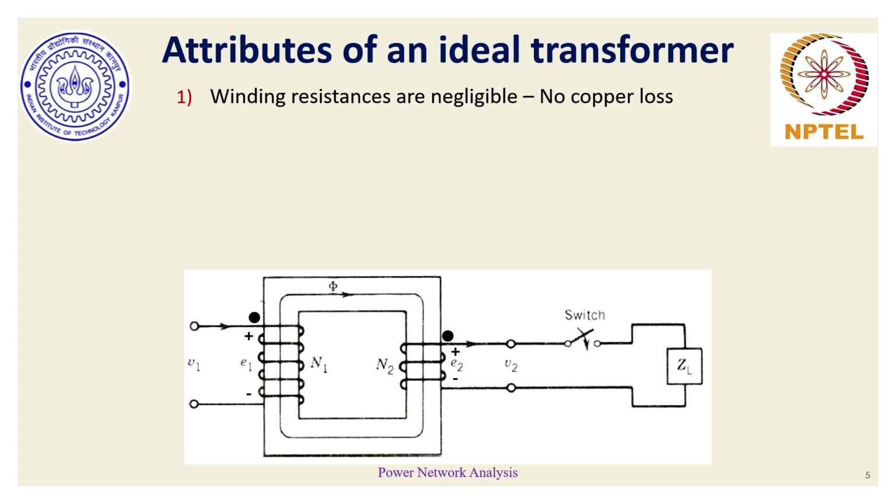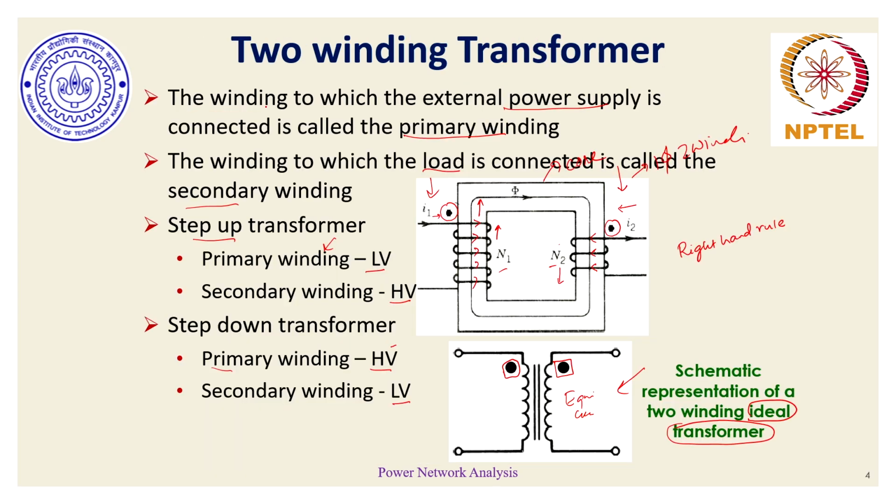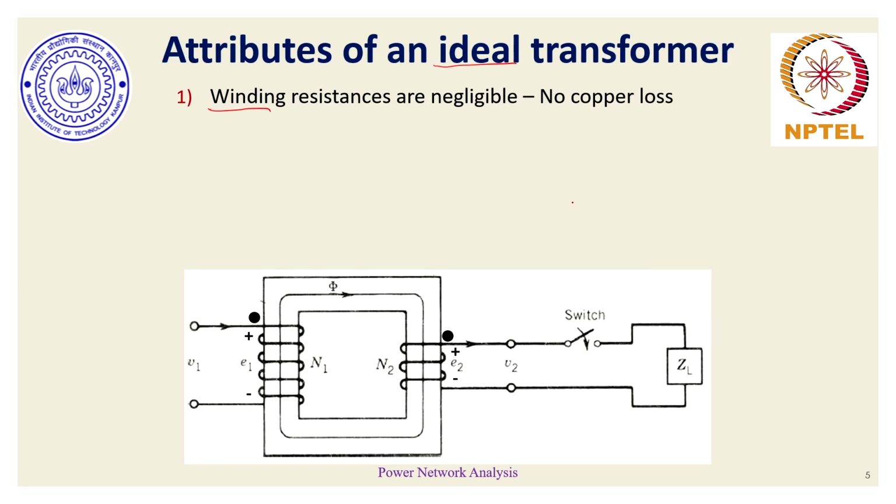The first attribute is, as the term ideal says, the first notion one gets from the term ideal is that this transformer doesn't have any losses at all. The forms of losses which can occur typically in electrical circuits are heating loss, copper loss, leakage loss, etc. So the first attribute which is true for an ideal transformer is that the windings, or the wires wound on these cores over here and here, are pure conductors. Their resistances are all negligible, so there is no copper loss at all in an ideal transformer.